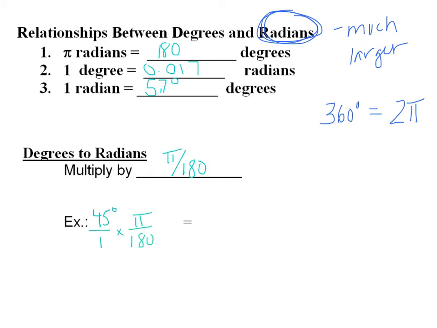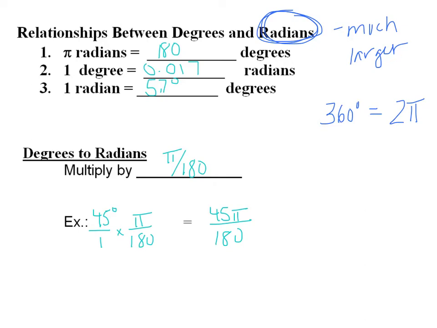Now you can do one of 2 things right here. You can simply cross cancel, or when we multiply fractions, remember we simply multiply straight across. So if we do that, we would get 45 pi over 180. But we can't leave our answer in this form. We need to go ahead and simplify this.